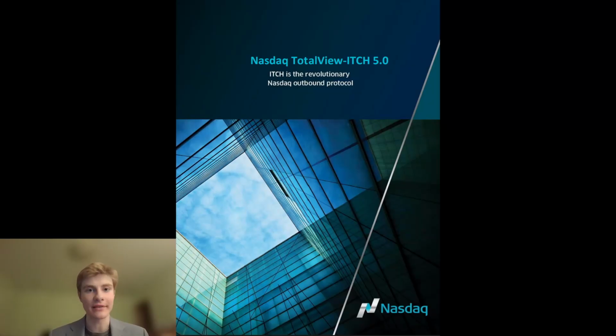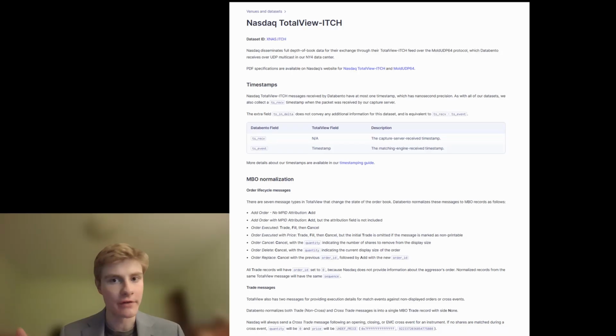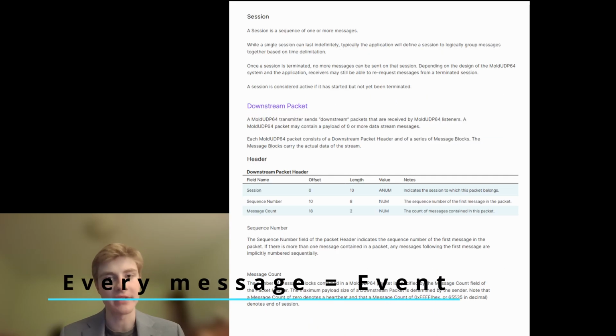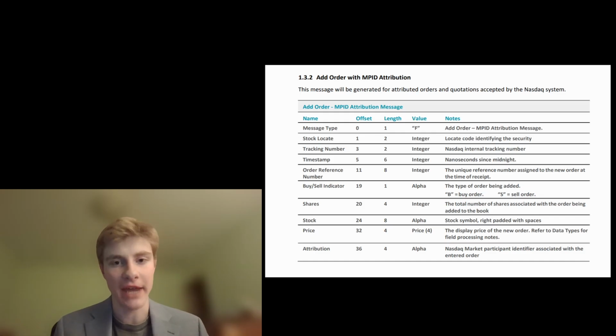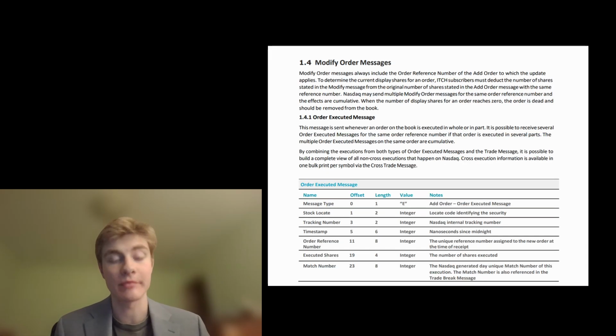So getting into the NASDAQ parser. For NASDAQ, we used their TotalView ITCH 5.0 protocol, which is just a binary feed that is sent over UDP, specifically MoldUDP64, where every message represents an order book event. And when getting to the actual message payload itself from NASDAQ, they all start with one byte types like add, cancel, execute, but they're always followed by a fixed binary payload that has useful info like price, order ID, and all these other essential details you need to reconstruct and be able to parse this data.